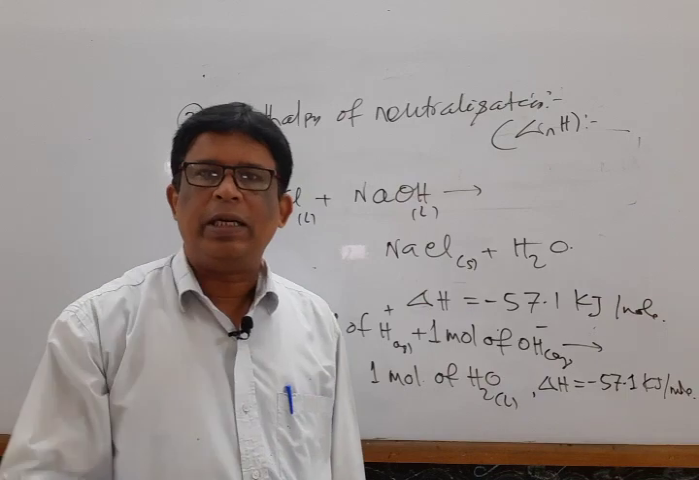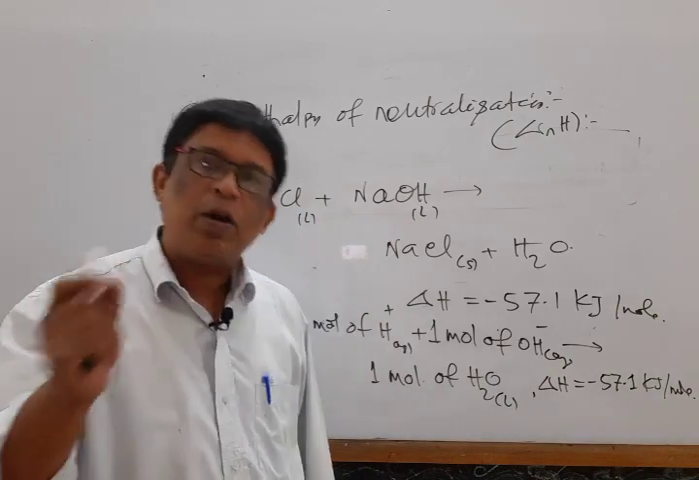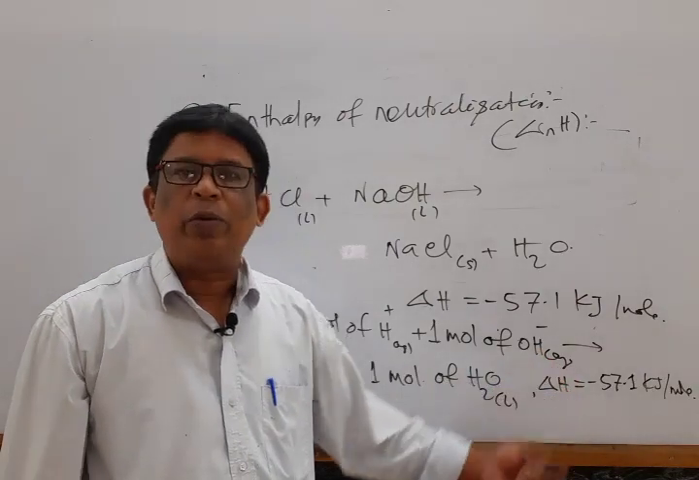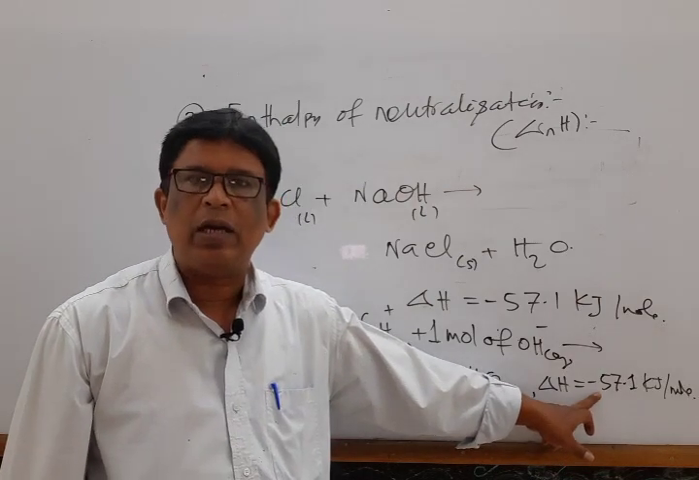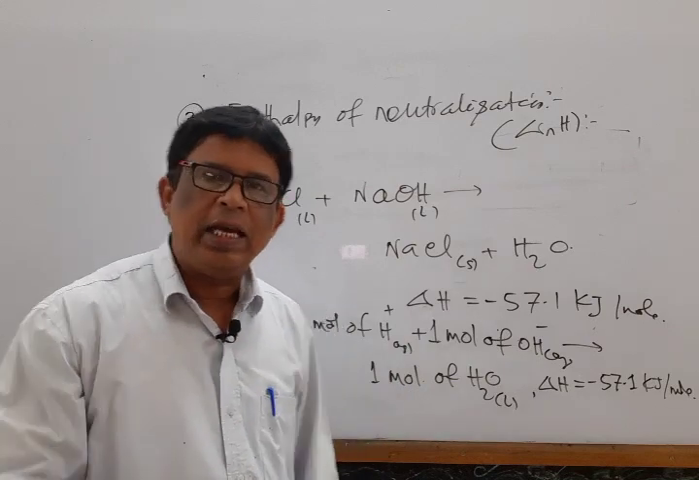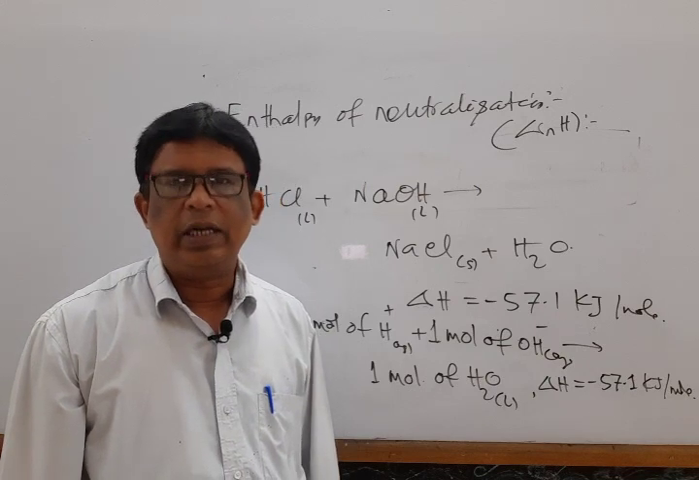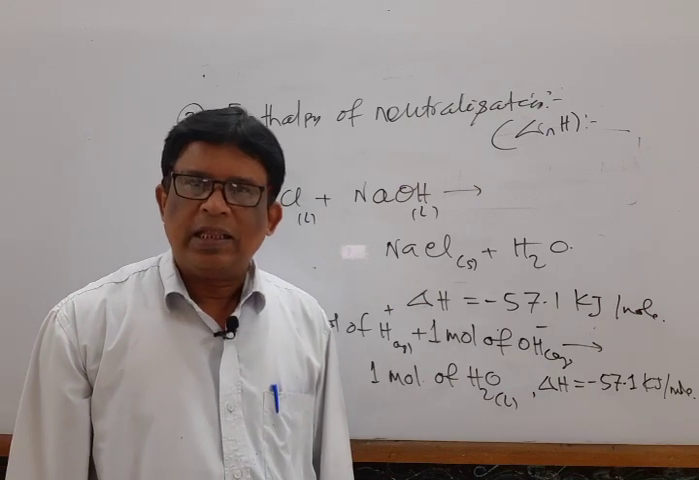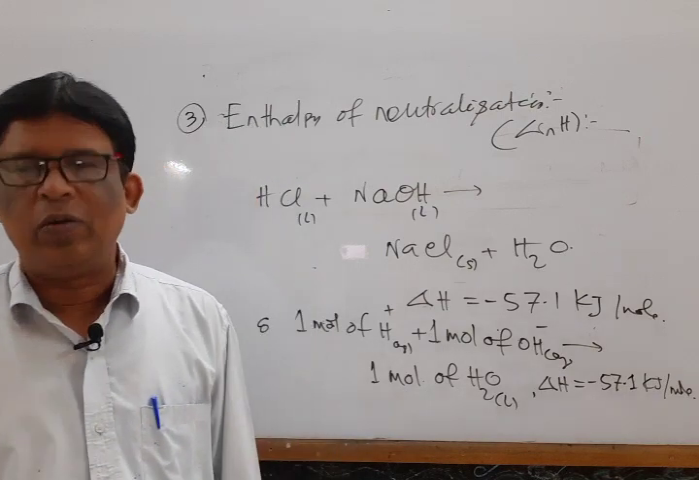And the most important point to be noted is that if either the acid or the base or both are weak, then the enthalpy of neutralization, the amount of heat evolved, is always less than 57.1 kilojoule per mole, because some amount of energy is utilized in the dissociation of the acid or base. This is a little bit of an idea about enthalpy of formation, enthalpy of combustion, calorific value, and enthalpy of neutralization.